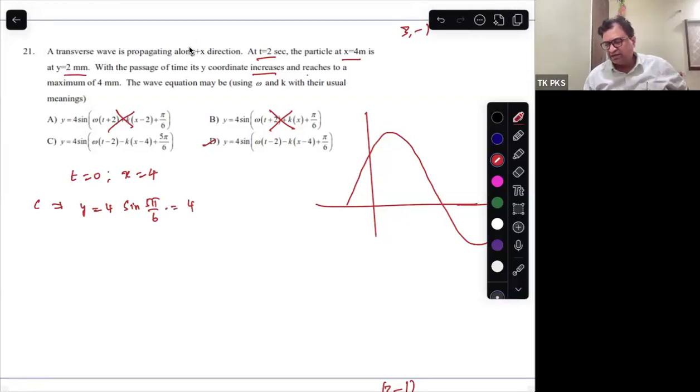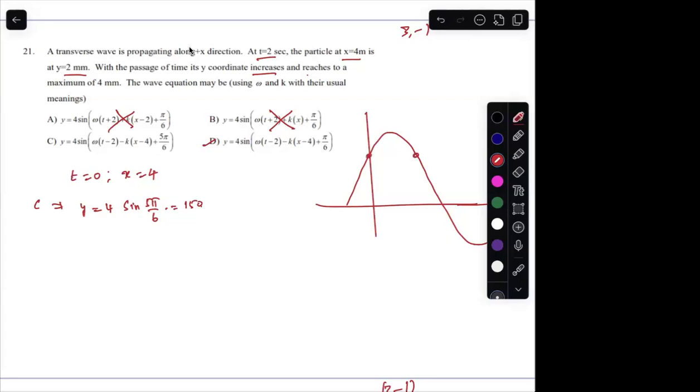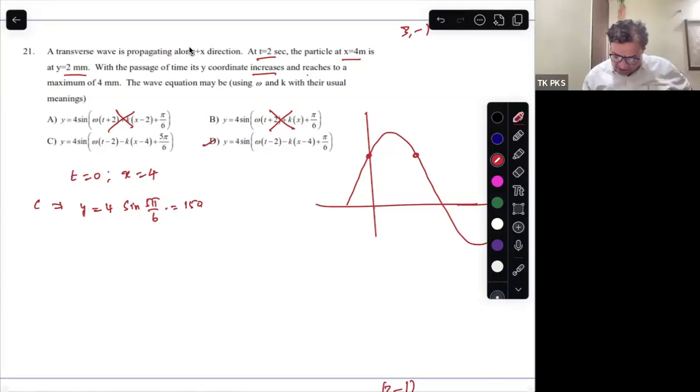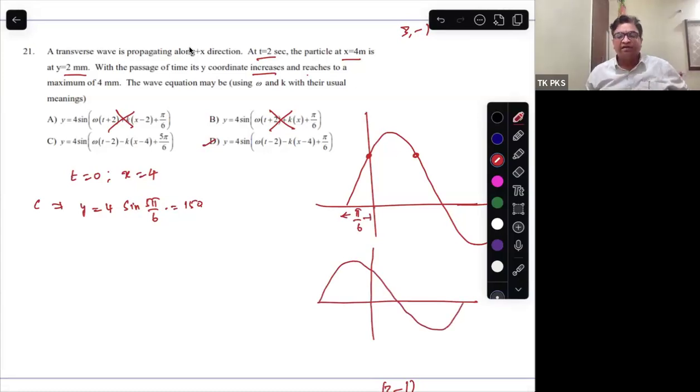Pi by 6 is 30, right? Pi by 6 is 30. It is around 150 degrees. Means, see, these are two possibilities. This phase angle can be pi by 6. Another possibility is a function like this. And this is 5 pi by 6.